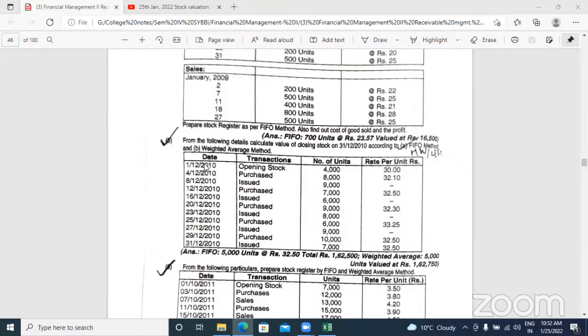Okay. So see, 1st December you have opening stock, then 4th December you have purchase, 8th December you have issued. So there are many such items in the sequence. So will you follow? Yes, students, are you following? Yes, ma'am. Have you started? Yeah, do it. Let me know if you have any doubt. I'm right here only. Let me know if you have any doubt. I will clear it out.